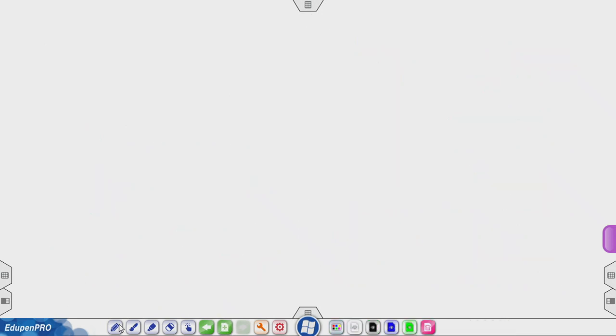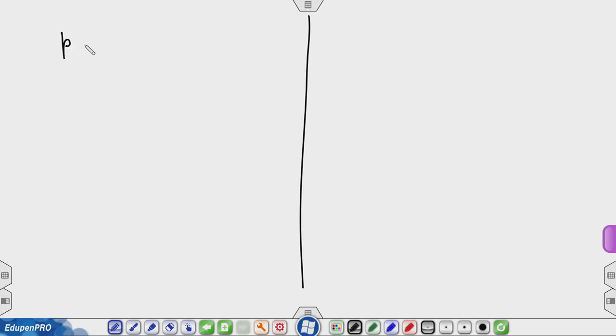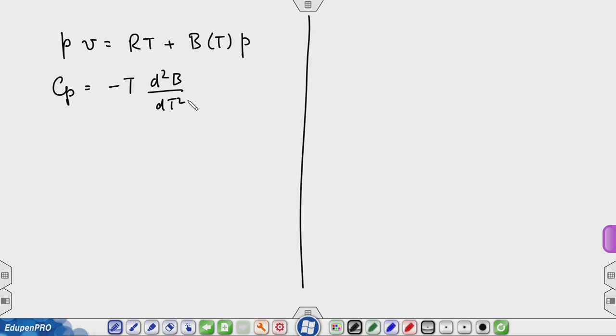Now for the gas that obeys PV equals RT plus B(T)P, where B is a function of temperature, I want to calculate and show that Cp is equal to minus T d2B/dT² times P plus some Cp0, which is a constant. So let's do that.